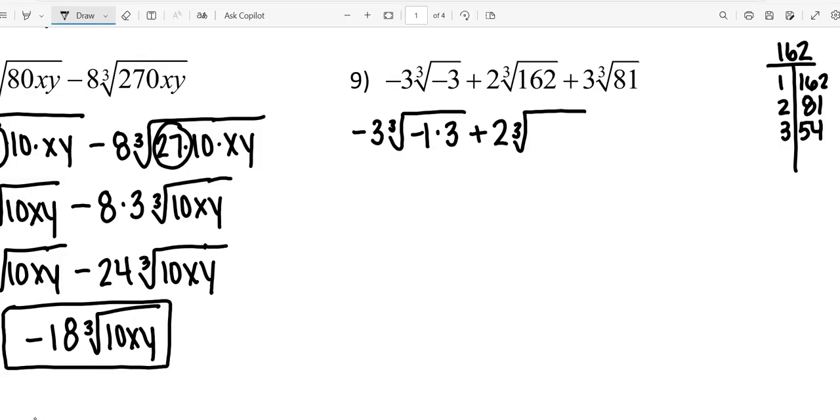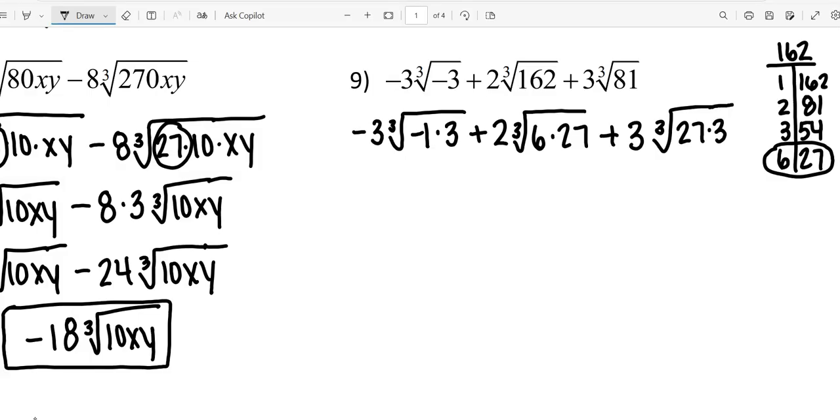What about 6? 6 and 27, what do you know about 27? It's a cube. So, 6 times 27 here, plus 3 cube root of, what's the largest perfect cube of 81? 27 times 3.